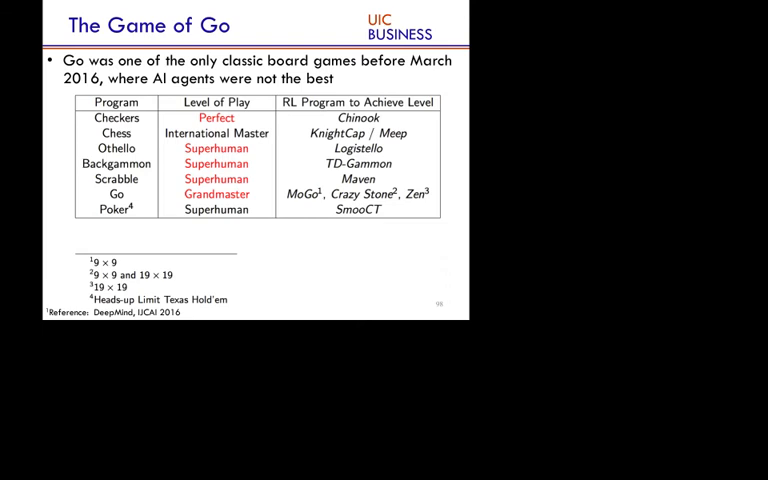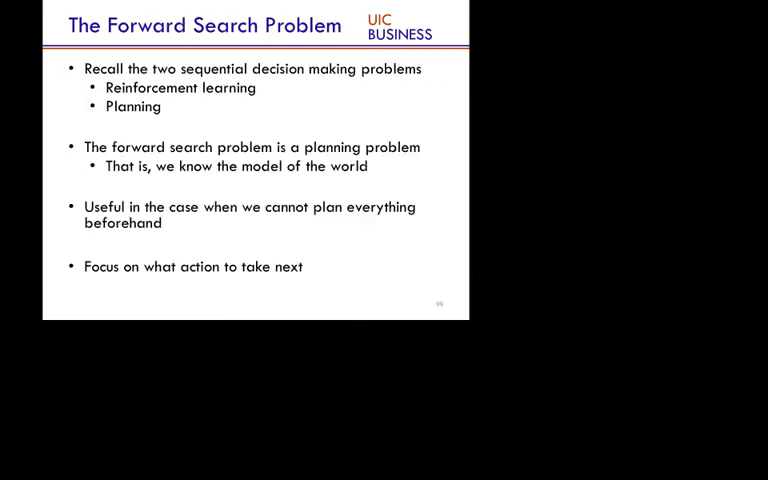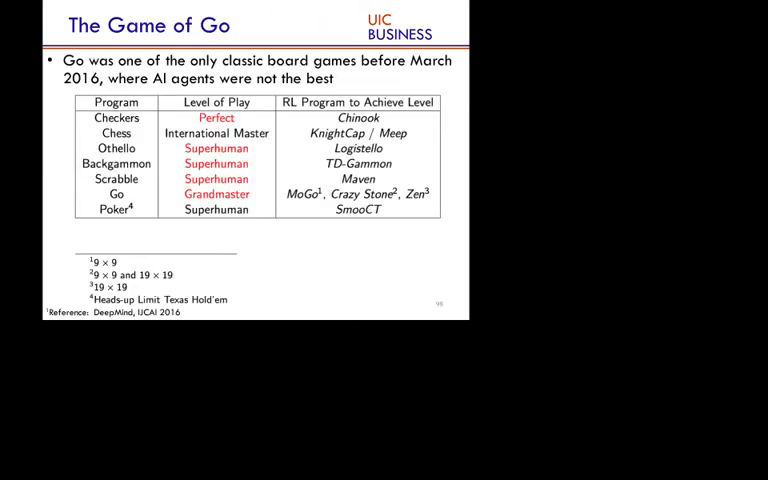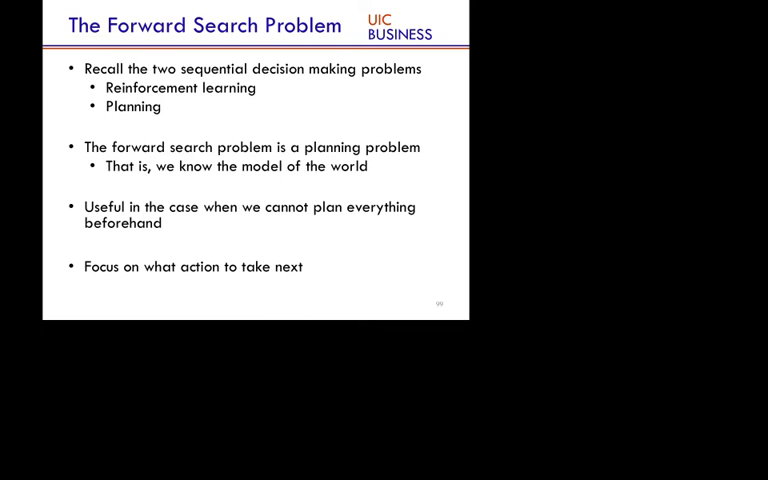For Go, it happens that people were not able to crack the game, as in compete with humans, till 2016. They have been able to compete, but not at the highest level. We'll see how AlphaGo addresses that and closes this issue. For that, we'll have to discuss a slightly related problem to reinforcement learning. In fact, it's related in the sense that it's a subset, which is called the forward search problem.